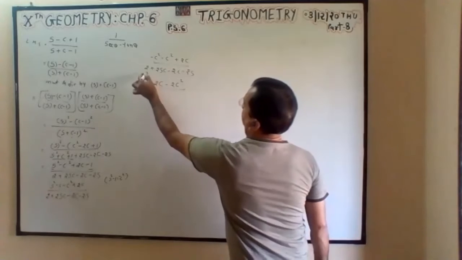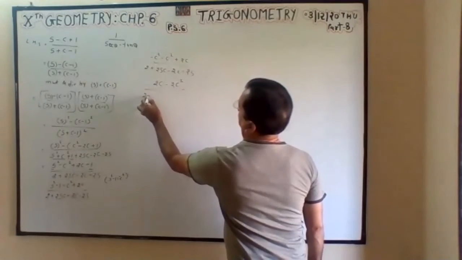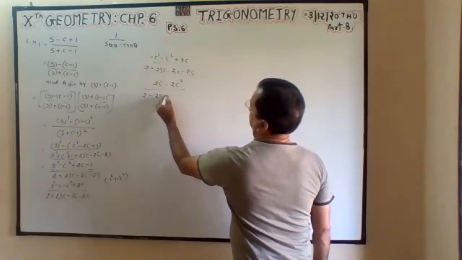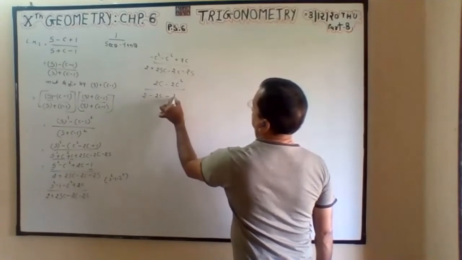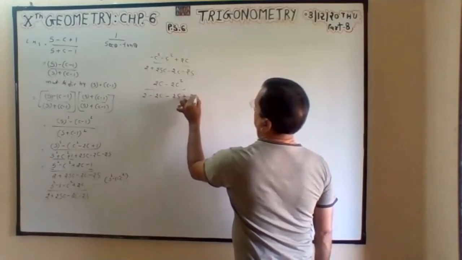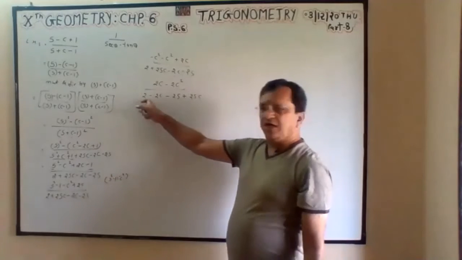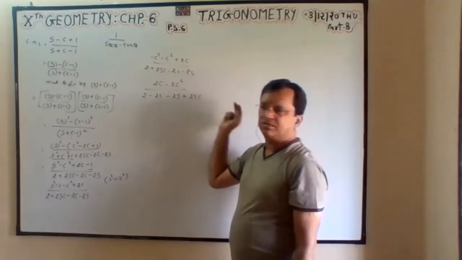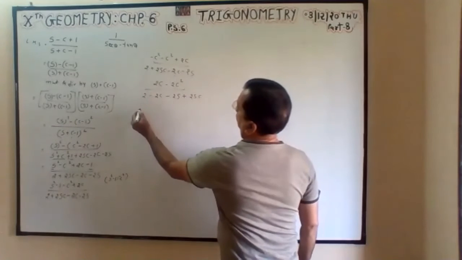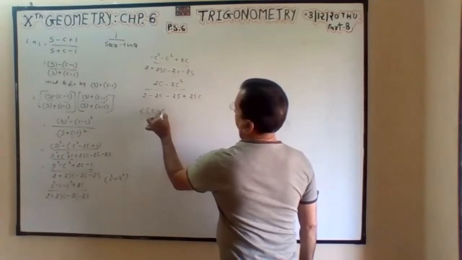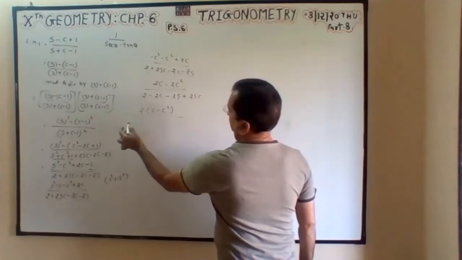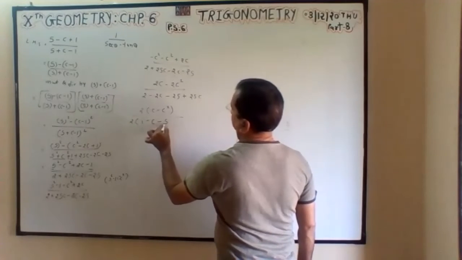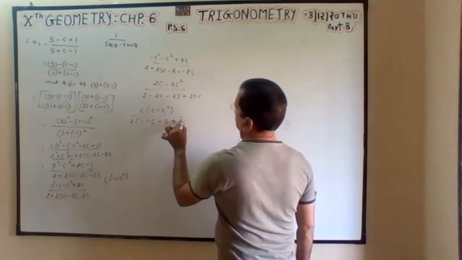Now I will write this and this first: 2 minus 2 cos. Then sin, then 2 sin cos. Without sin cos, only cos, only sin and cos, I have arranged. Take 2 only common, c minus c square. Take 2 only common, 1 minus c minus s plus sc.